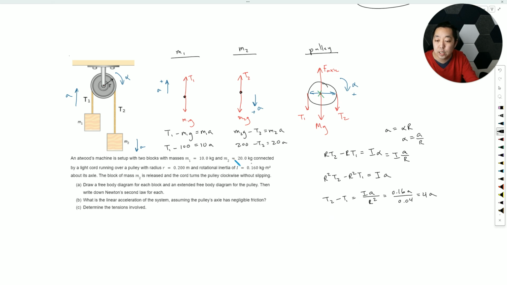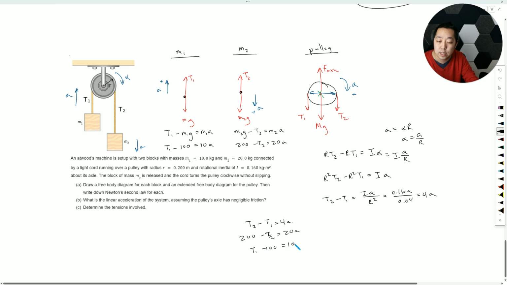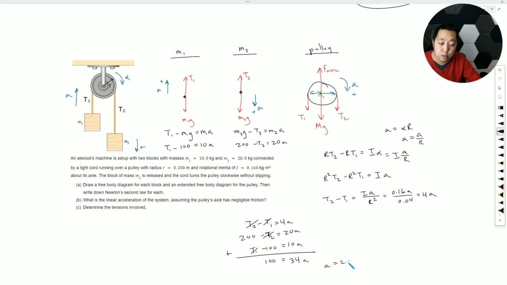Then we're just going to add these equations up, because if you set them up nicely, when you add them up, all the tensions will go away, if you set up the signs correctly. Otherwise, you have to make some adjustments. So minus T2 is equal to 20A, and then T1 minus 100 is equal to 10A. And then you just add them all up. The T1s cancel, the T2s cancel. You get 200 minus 100 is 100. And that is 34A. So A is equal to 100 divided by 34, which is 2.94 meters per second squared.